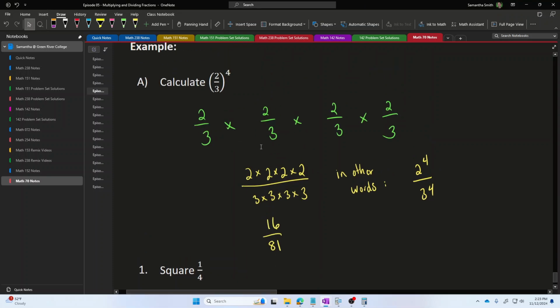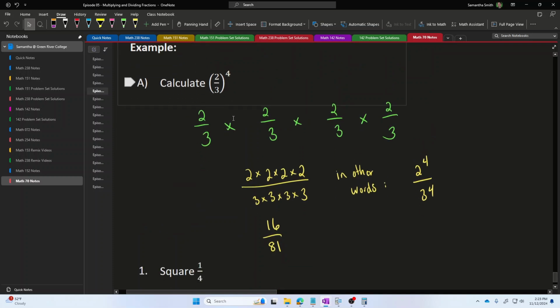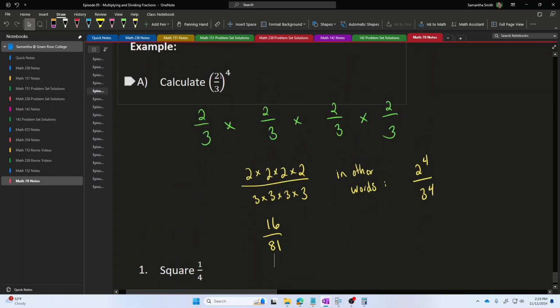So that's all you have to do to raise a fraction to an exponent. To raise 2/3 to the power 4, just multiply 2/3 by itself 4 times, the same way that you would multiply any fractions together. Just multiply the numerators and separately multiply the denominators.